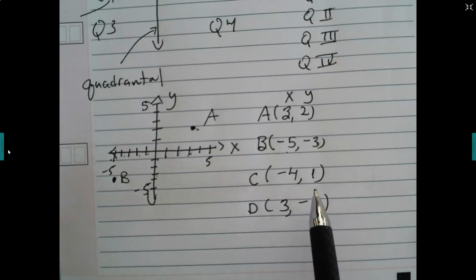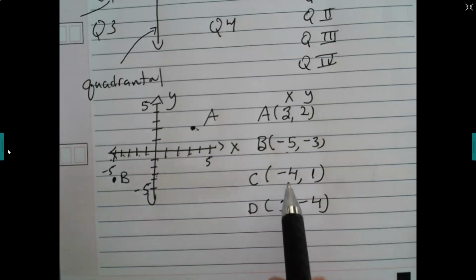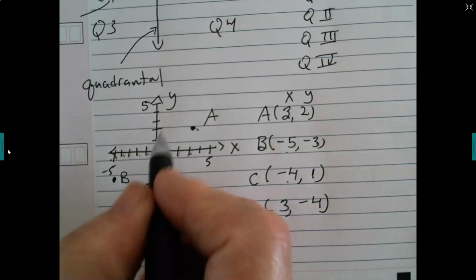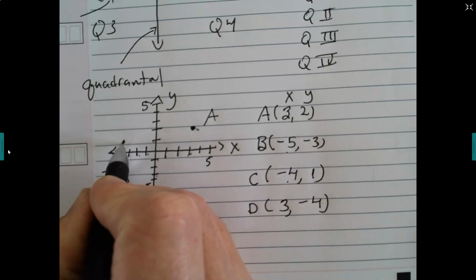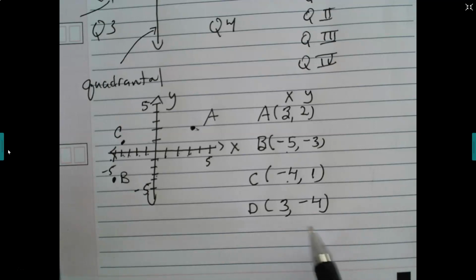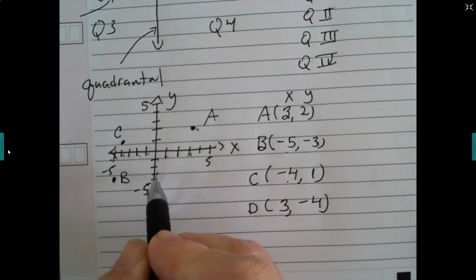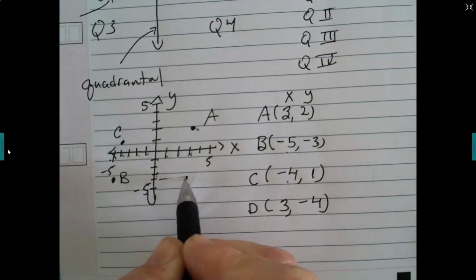C, -4, 1. 1, 2, 3, 4. We go to the left. Again, that's the x. And then we go up 1. And we'll call that point C. And then we'll call point D 3, -4. 1, 2, 3. And then we're going to go down 4 somewhere in there.